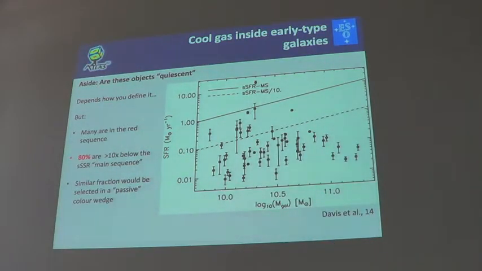Just a quick question. How do you measure the star formation rate? So here, I'll go into this a bit later in the talk, but this is WISE and GALEX.